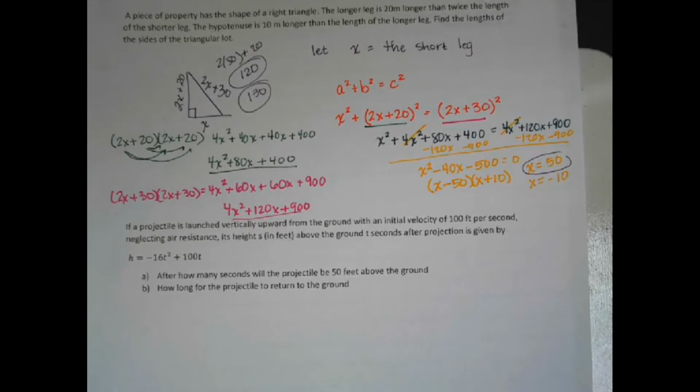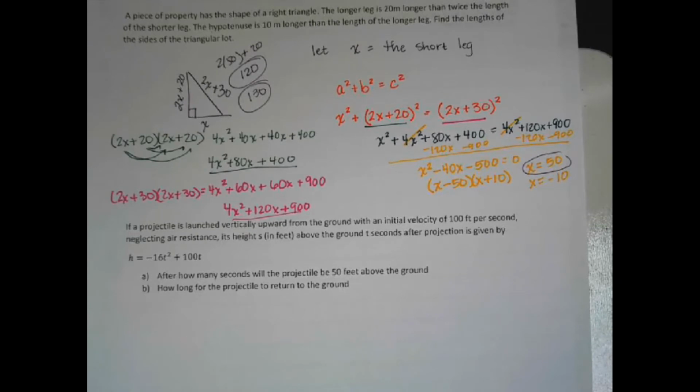If a projectile is launched vertically upward from the ground with an initial velocity of 100 feet per second, neglecting air resistance, that means we're going to ignore the fact that there's air resistance. Its height, s, in feet above the ground, t seconds after projection is given by the formula h equals negative 16t squared plus 100t. If you're taking physics, you're probably used to seeing that formula, although most of the time in physics you use meters and not feet, but it's the same formula. A, after how many seconds will the projectile be 50 feet above the ground? And B, how long will it take for the projectile to return to the ground?